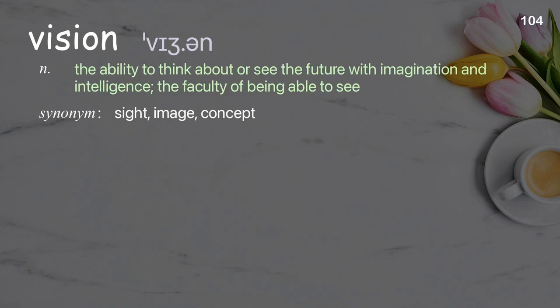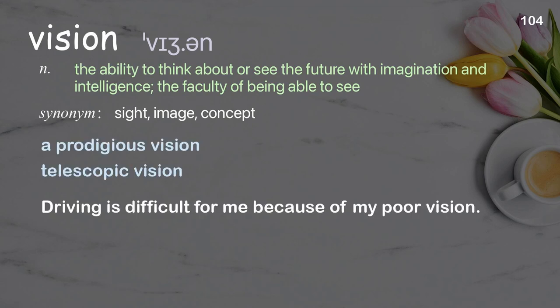Vision. The ability to think about or see the future with imagination and intelligence, the faculty of being able to see. Examples. A prodigious vision. Telescopic vision. Driving is difficult for me because of my poor vision.